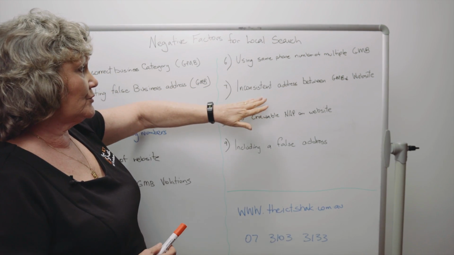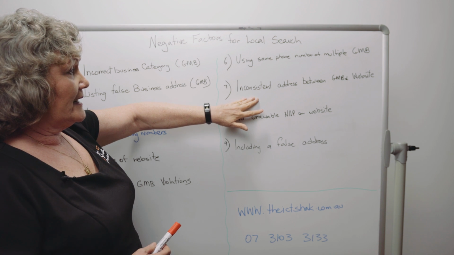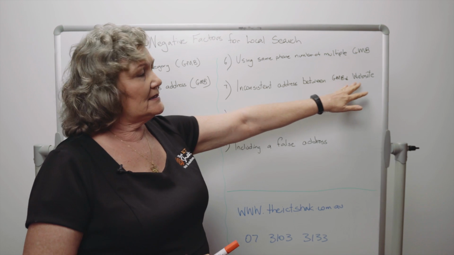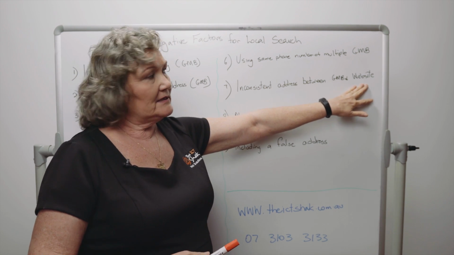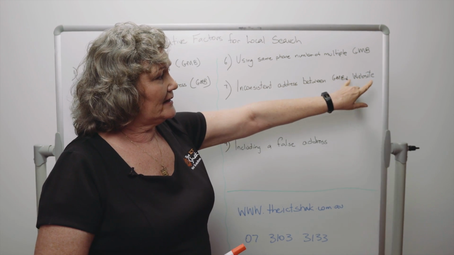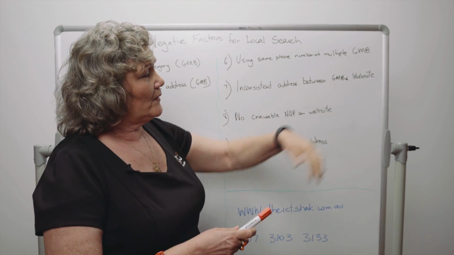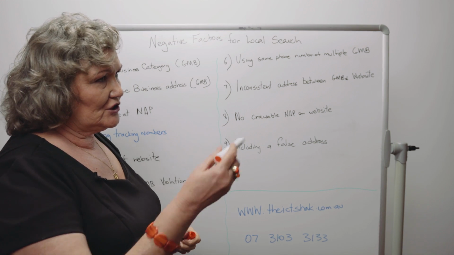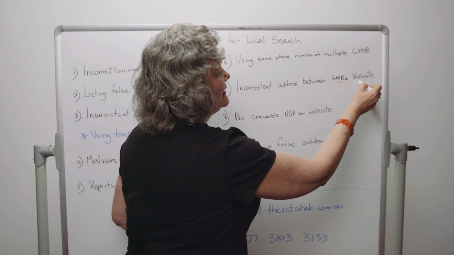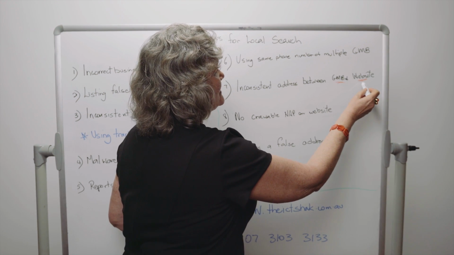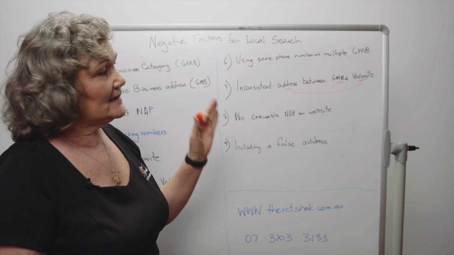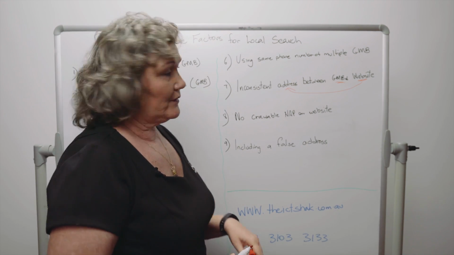That's extremely important. The next one is having an inconsistent address between your Google My Business and your website. You have your website listed on your Google My Business page, but when the search engines crawl through it and discover that the website has a different address, it's extremely important that it's consistent, because that detracts from your authority.